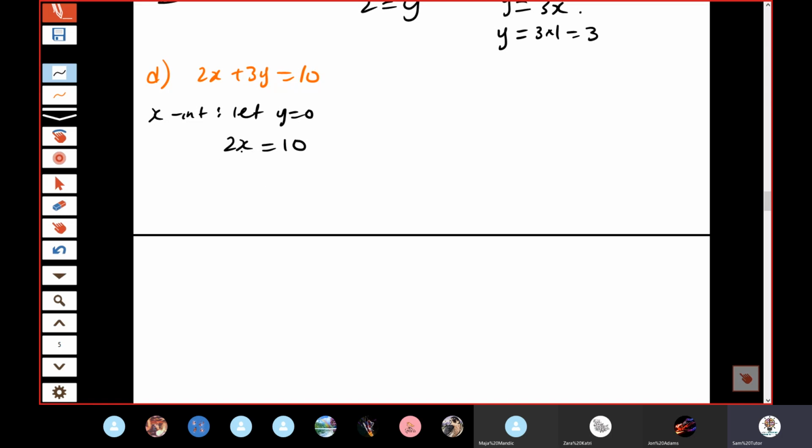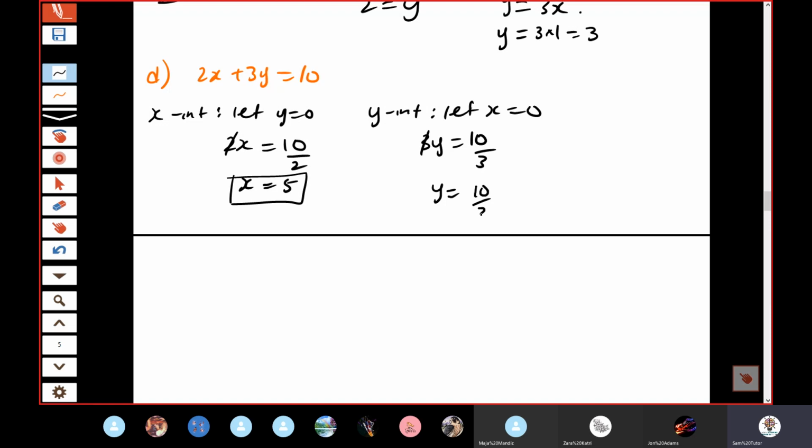And then how do I get rid of the 2? Divide. So x equals to 5. Yeah. Y-intercept. You let x equal to 0. Again, when x is 0, you're left with 3y equals 10. Again, to get rid of the 3, you divide by 3. So y equals to 10 over 3. Again, to graph this, x is 5, y is 10 over 3, somewhere here, and then nice and simple. So these ones are the easy ones. I didn't realize you were going to have those ones that go through the center.